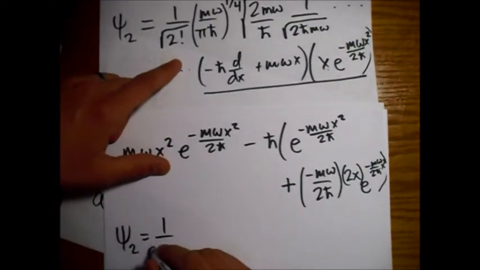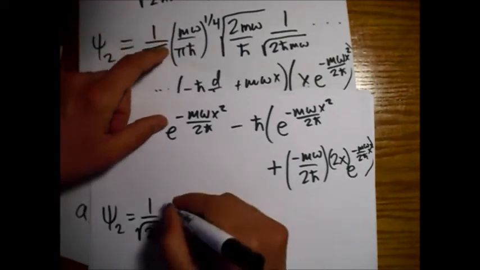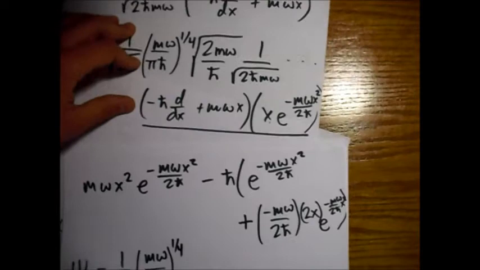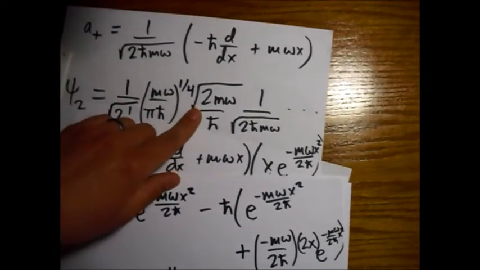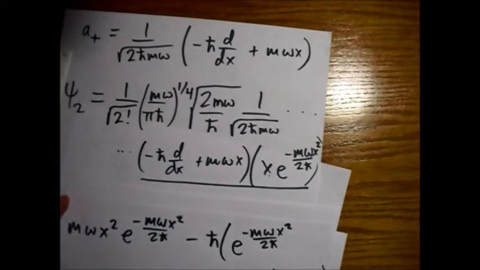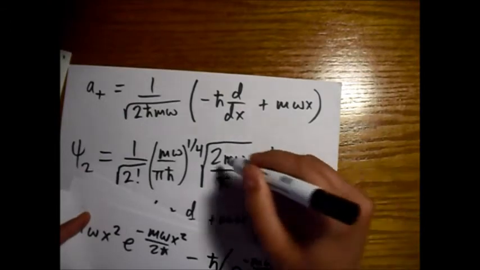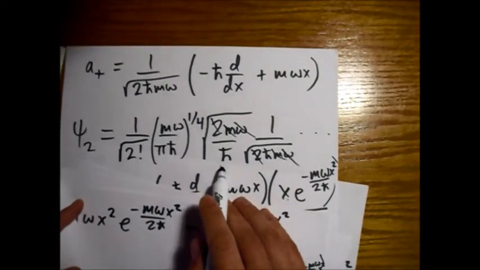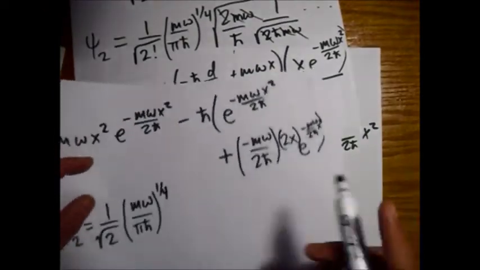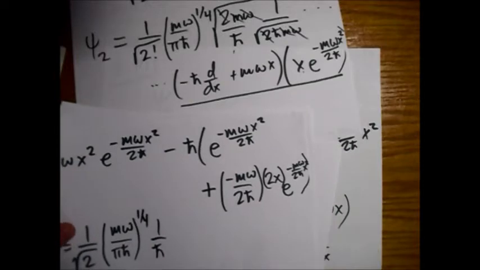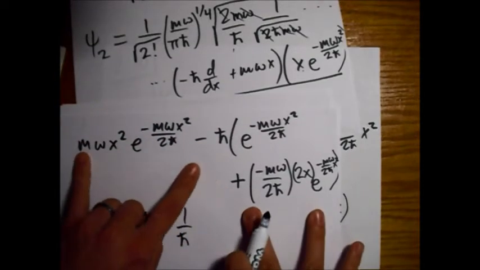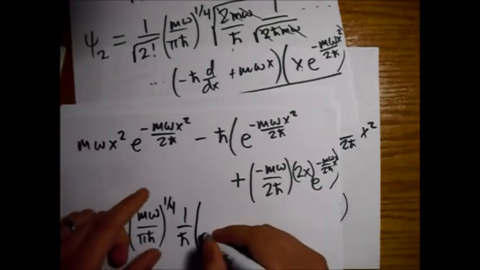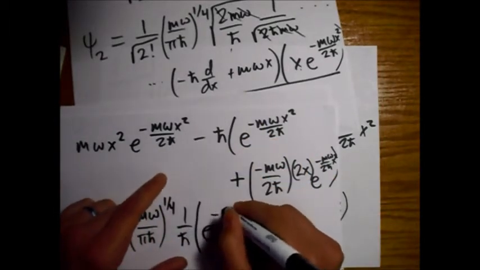The factorial of 2 is just 2, so we just have a 1 over the square root of 2 there. We have our (m omega over pi h bar) to the 1/4 power. Let's see if we can simplify any of this. This square root and this square root, we can get rid of a 2, and m, and omega, and then we have a square root of h bar on the bottom and a square root of h bar on the bottom, so that's just going to give us a 1 over h bar, which is nice. Now we're sticking in this big guy down here. I'm going to factor out the exponential because it's a mess.